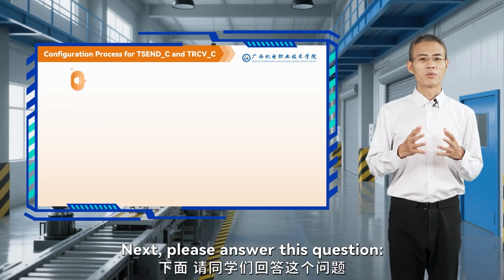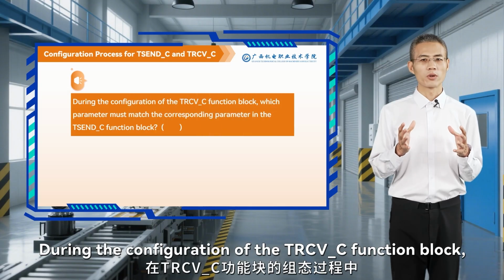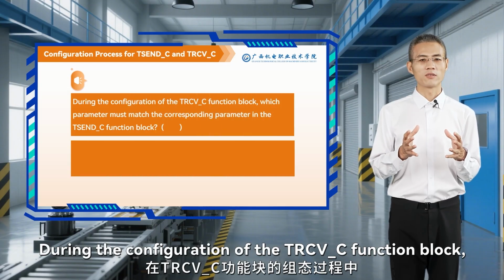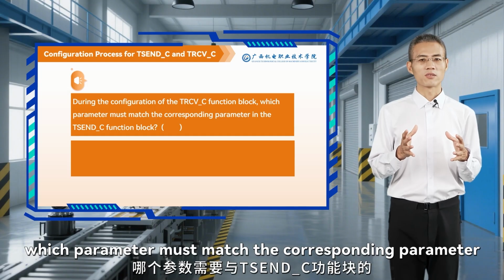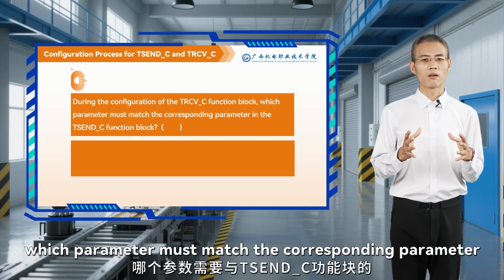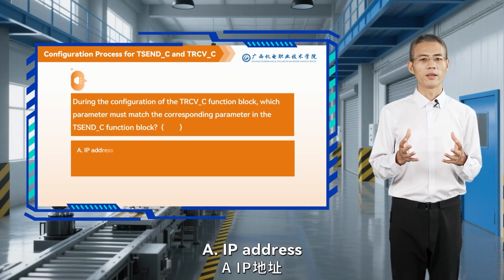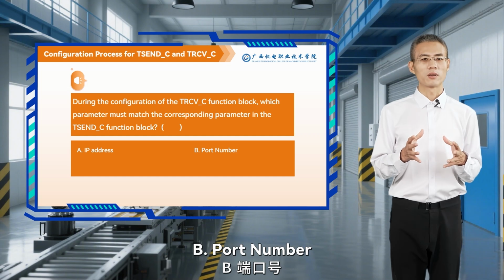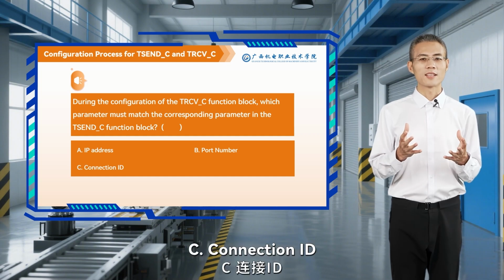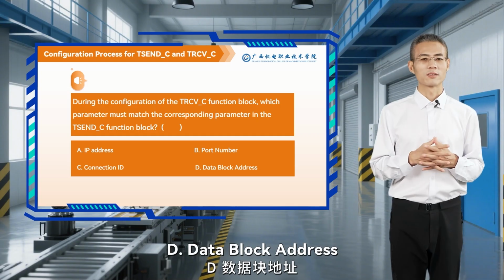Next, please answer this question. During the configuration of the TRCV function block, which parameter must match the corresponding parameter in the TSEND function block? A. IP address. B. Port number. C. Connection ID. D. Data block address.